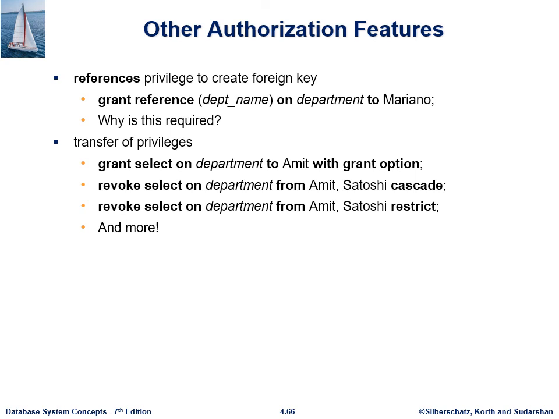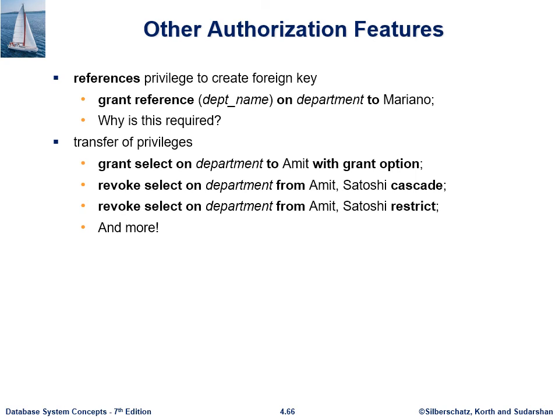Then we have the other side, which is revoke. Revoke by default is like a cascade. For example, if Emit has this privilege revoked, then all the related privileges, for example those Emit and Satoshi also granted to others, will be revoked as well. That's the default. If you didn't write cascade, that will be the default method.